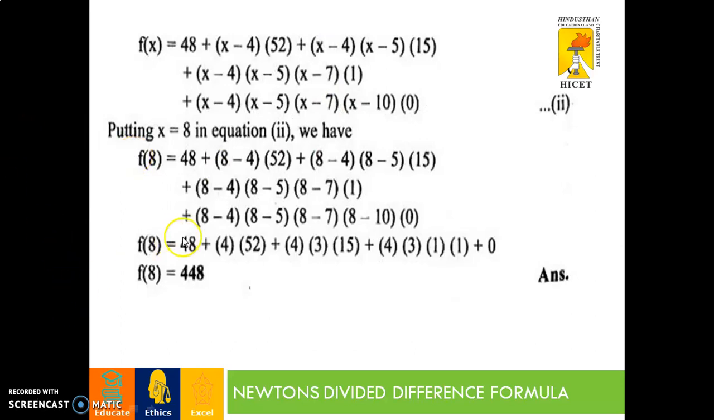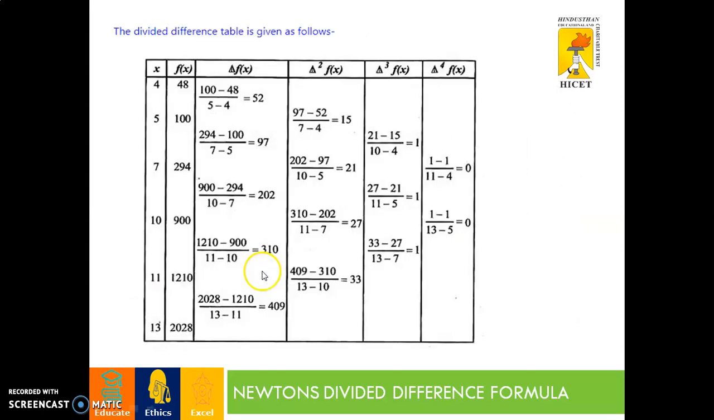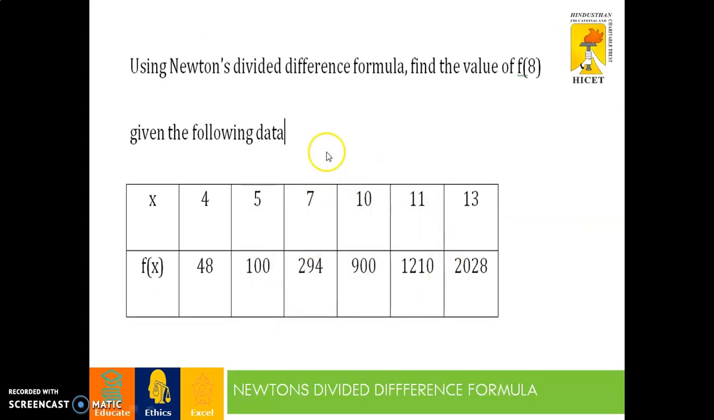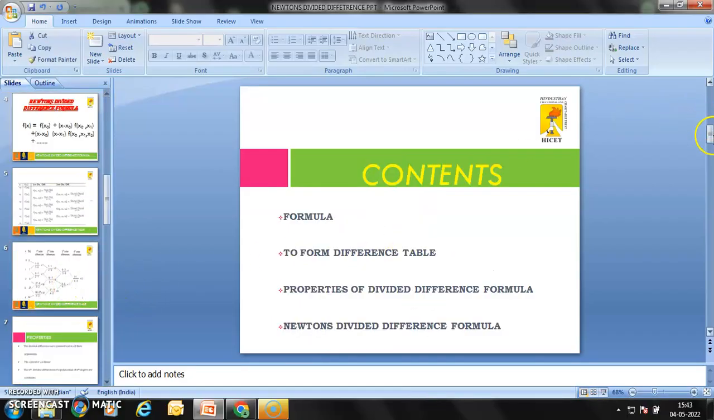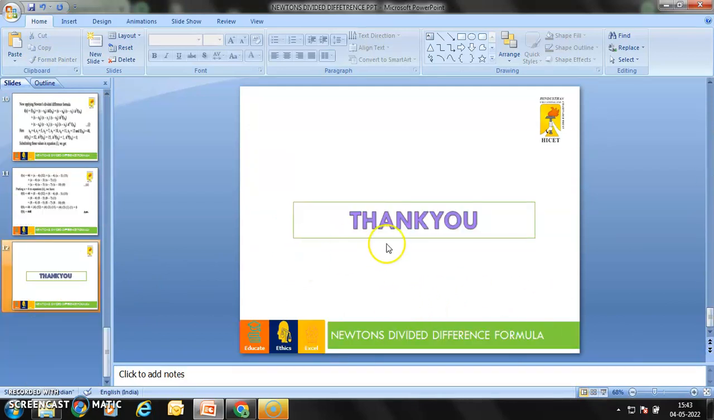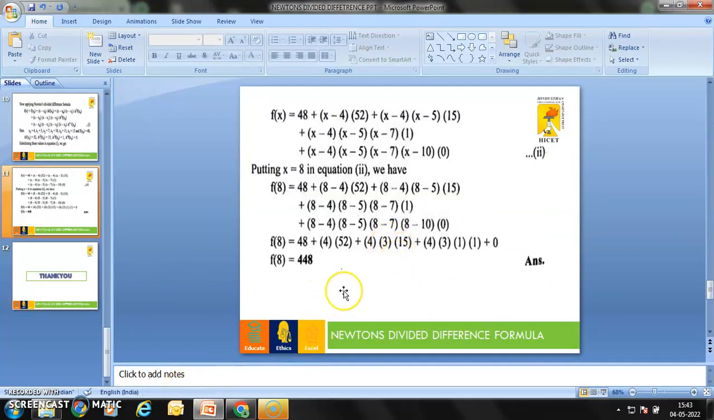So we'll be getting the value of f of 8 as 448. So we are finding the value for x equal to 8. So the answer is 448, which lies between 294 and 900. So this is the way to find the unknown value of f of x when the values of x are unequally spaced.